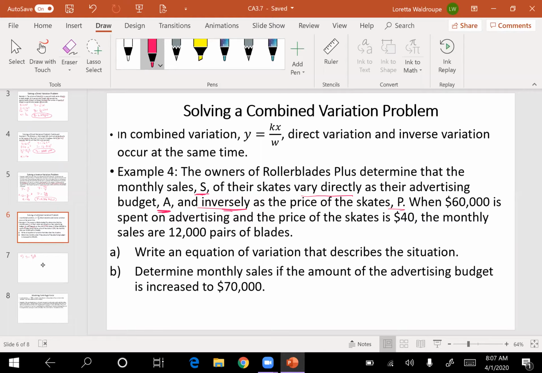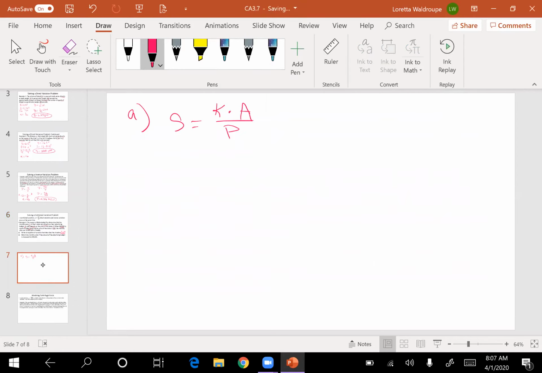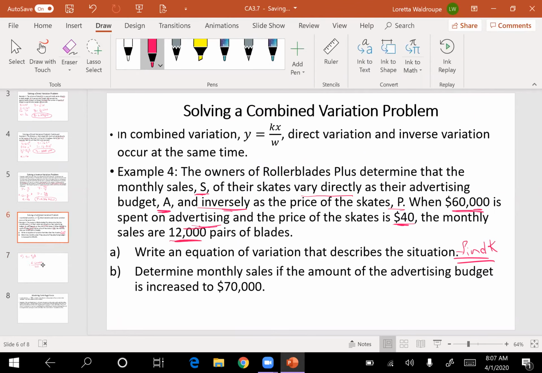To do that, I need to find K. Okay? When 60,000 is spent on advertising and the price is 40, okay? So 60,000 on advertising and the price is 40. The sales are 12,000.